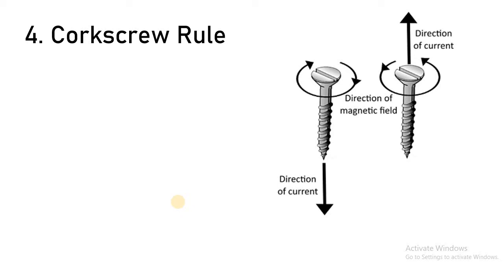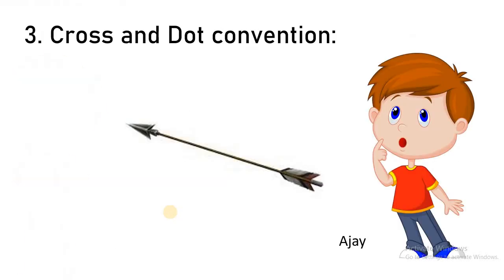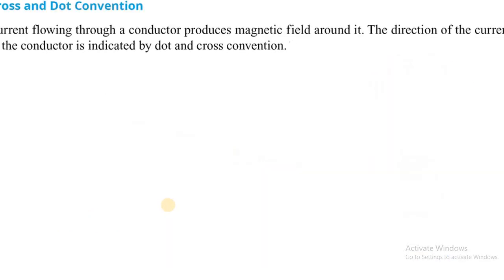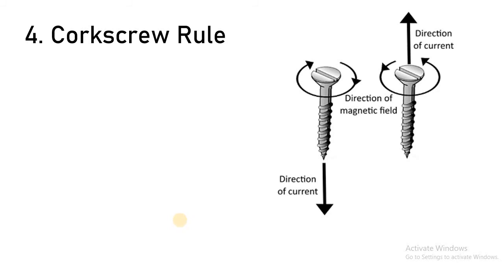Clearly understood? Again, this motion is going to match with your right hand rule. Right hand rule also says that when your thumb is up, your magnetic field direction is anti-clockwise. Just see, when the screw is going up, what is the direction of magnetic field? Anti-clockwise. And when the screw is down, what is the direction of magnetic field? Clockwise. So the corkscrew rule and the right hand thumb rule play the same role. Only their implementation is different.